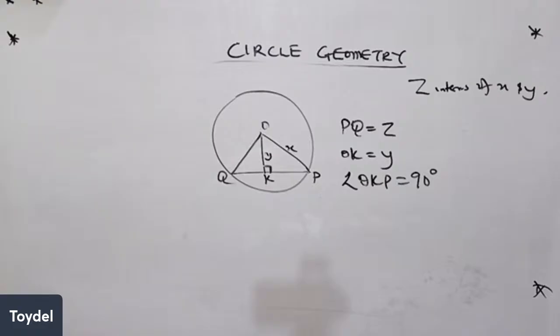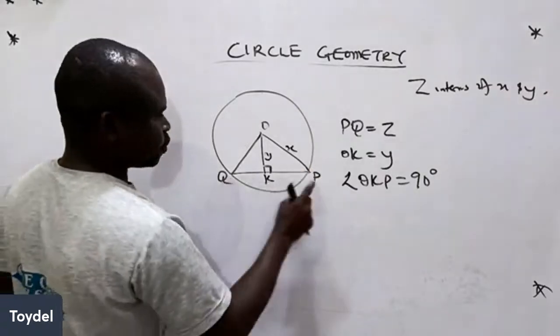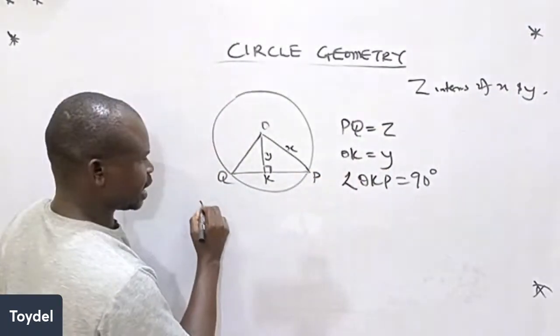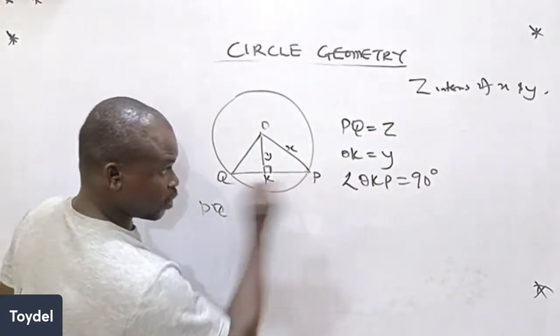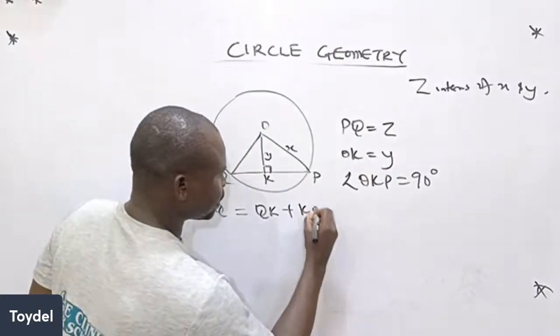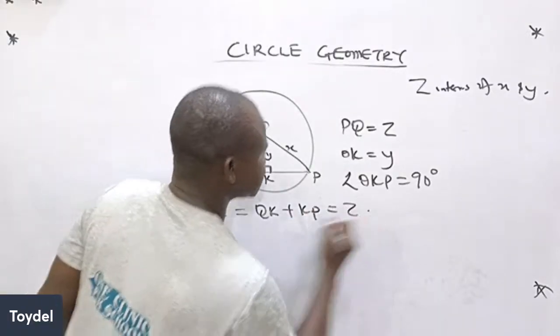Of course, we know the radius, we know the distance from the center of the circle to the chord. Then we know the length of the chord. So what do we do? If PQ, the whole length, is z, then we just say that PQ, the whole length z, will be equal to QK plus KP, and everything is equal to z.